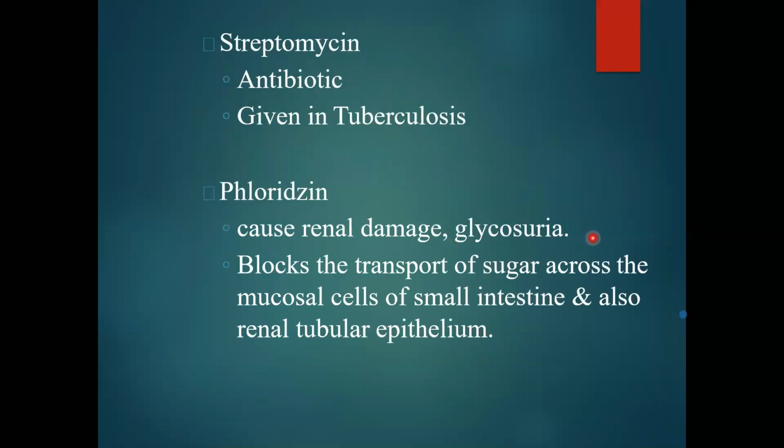Streptomycin is one of the antibiotics used in tuberculosis, and several other diseases. It is also majorly made up of a carbohydrate moiety, and it is basically a glycoside. Then we have phlorizin, which causes renal damage and glucosuria, and blocks the transport of sugar across the mucosal cells of the small intestine and also the renal tubular epithelium.